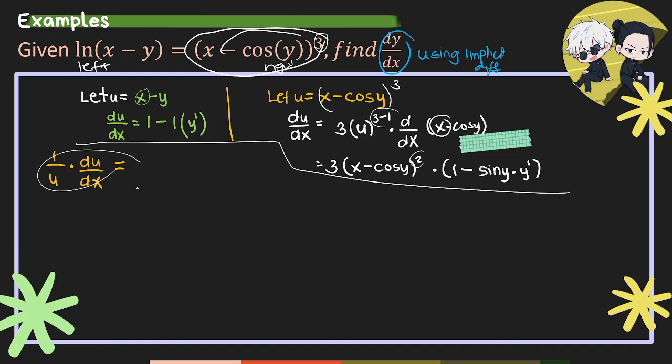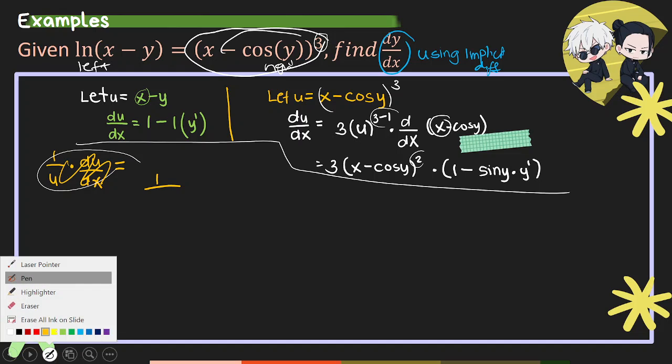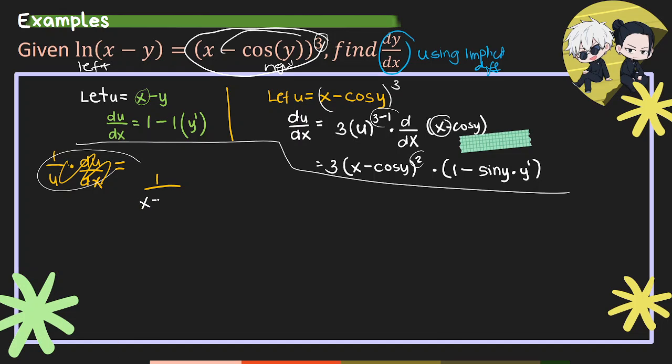Okay, so if we substitute again, we will have 1 over u. What is our u? x minus y multiplied to 1 minus y prime equal to 3 times x minus cosine y squared multiplied to 1 minus sine y multiplied to y prime. Okay? Tama.